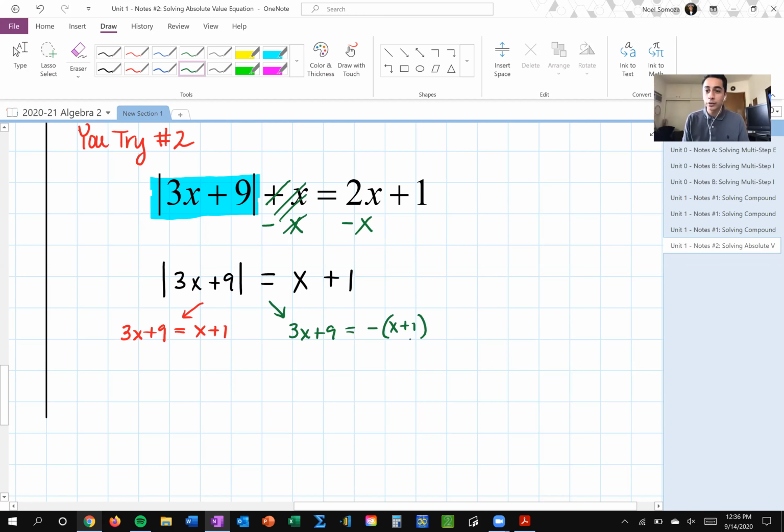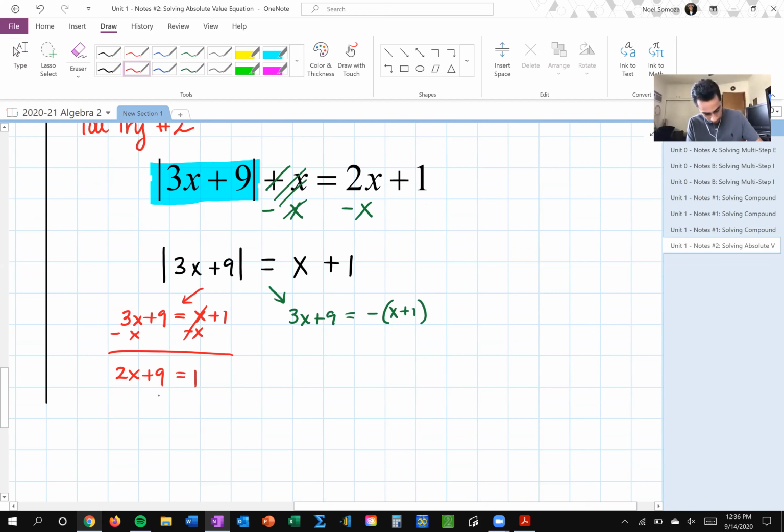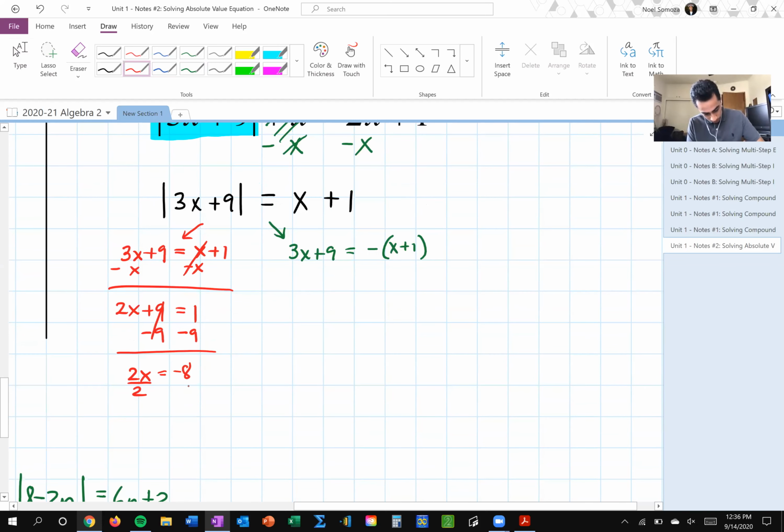All right, so let's solve. First, let's subtract x here. That gives us 2x plus 9 equal to 1, right? Then we can go ahead and subtract 9 from both sides. 2x equals negative 8. And then we would divide both sides by 2. So x equals negative 4.